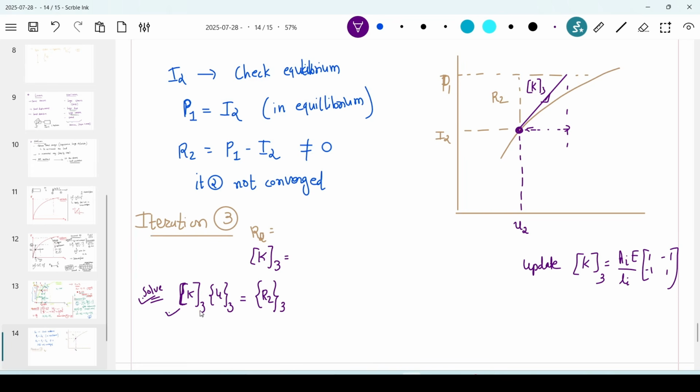So k3 is known, so we find u3. Once displacements are known, this point is known, right? This delta u is called the displacement increment. Total u3 is equal to u2 plus delta u. From previous iterations we have to sum the displacement. So this is the total displacement at iteration 3. So u3 is known.